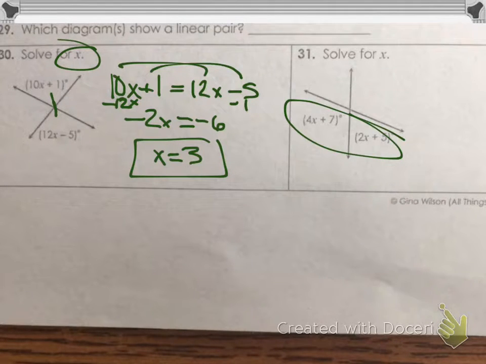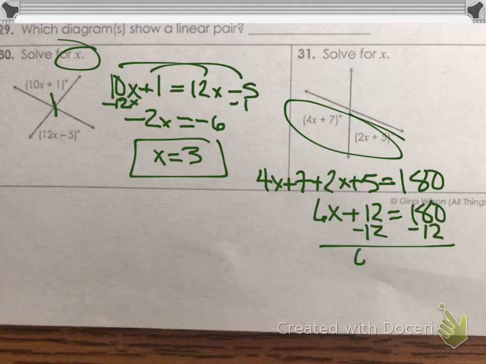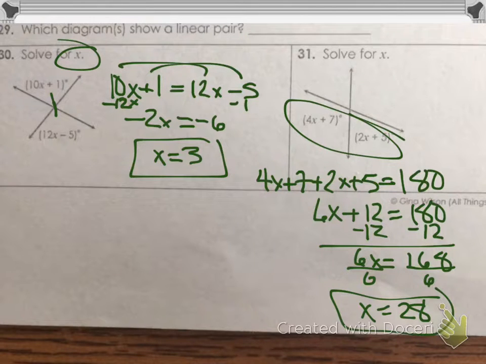Okay, these are a linear pair. So here I'm saying 4x plus 7 plus 2x plus 5 is equal to 180. From there I can combine my like terms. I get 6x plus 12 is equal to 180. Subtract the 12. 6x is equal to 168, and then divide by 6, and you get x is equal to 28. Bada bing, bada boom, there you go, not that hard. Right?